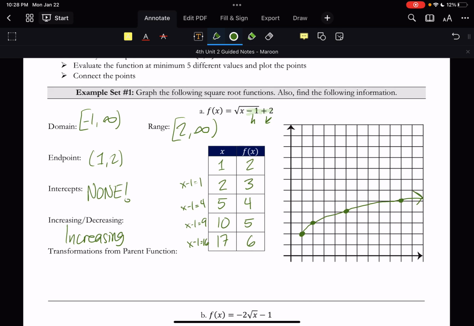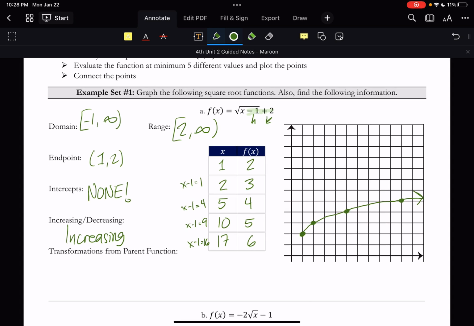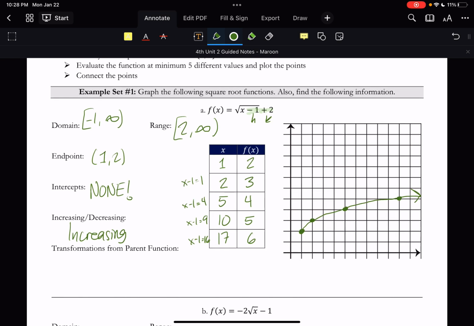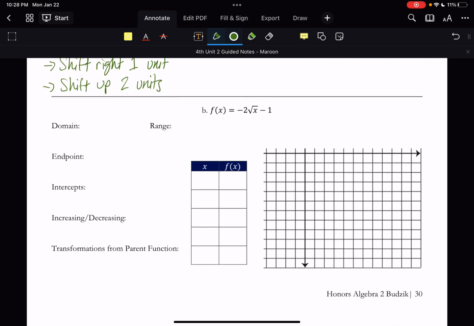And then the last step is transformations from my parent functions. So if I take a look, there's 2 transformations from my parent function. The -1 inside of my function tells me that I have a shift right 1 unit. And then the +2 on the outside tells me that I have a shift up 2 units. So those are those 2 transformations that are happening from the parent square root function. All right, we'll go ahead on to the next one.